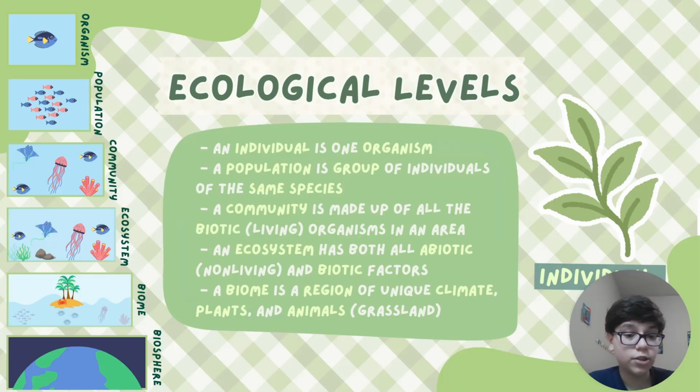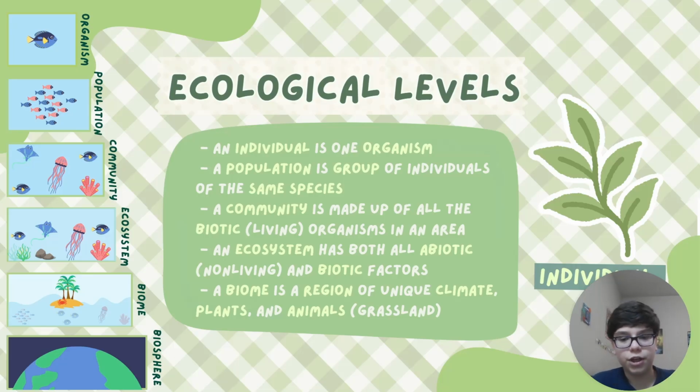And next, we have an ecosystem. So an ecosystem has all of the abiotic factors as well as the biotic factors. So we've seen that ecosystem, now we would count the rocks, we would count the water, we'd count the temperature, we'd count the sunlight going through. And lastly, we have a biome.